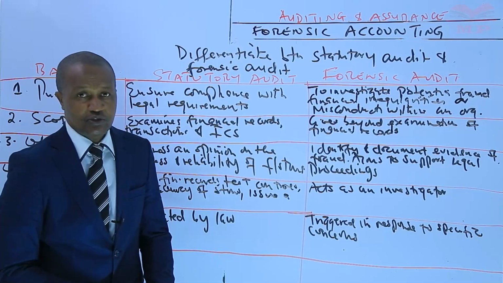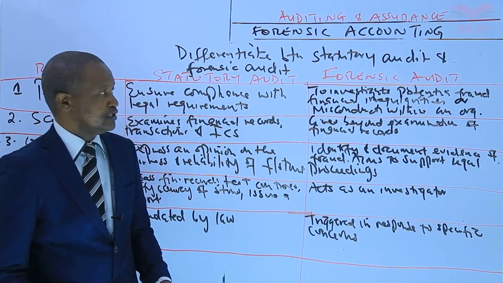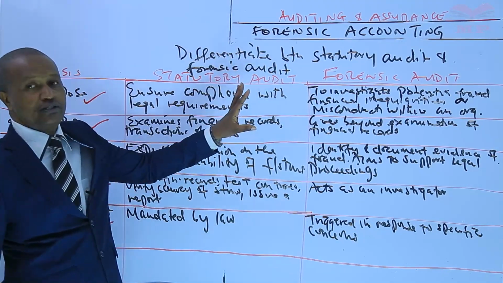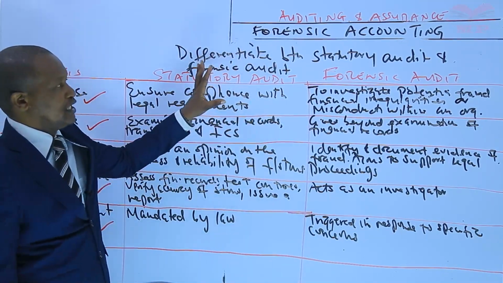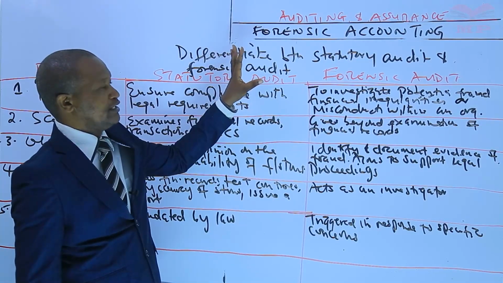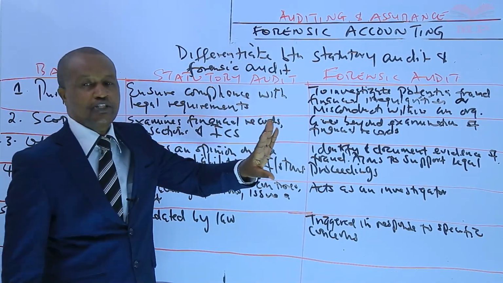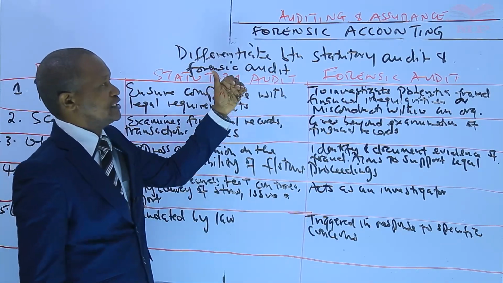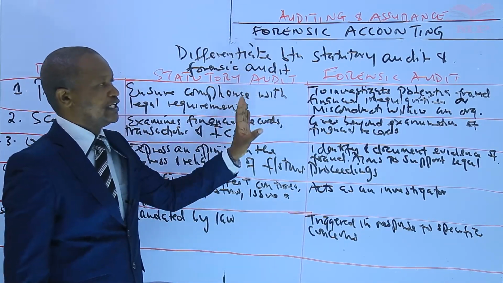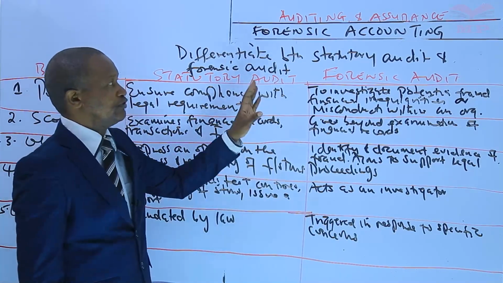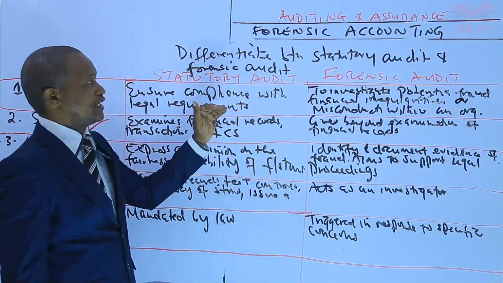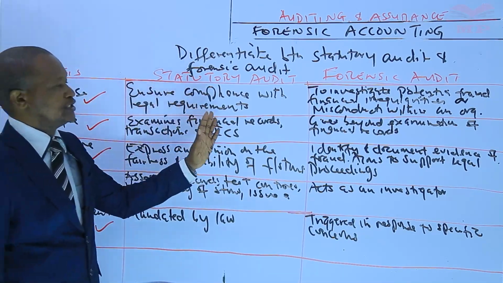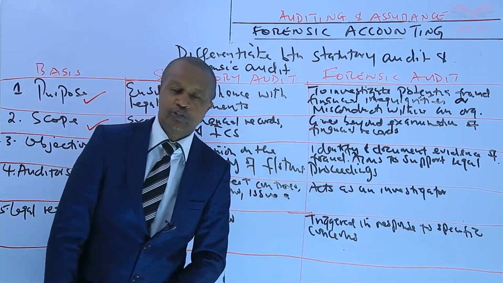So that will mark the end of the lesson, where we've introduced the topic forensic accounting, and I started by giving an adumbration of the chapter. I've defined forensic accounting. I've laid out the primary goals of forensic accounting. Then finally, we have differentiated statutory audits from forensic audit.